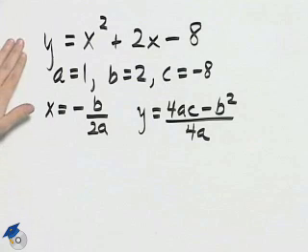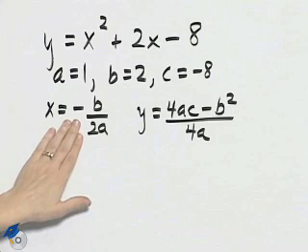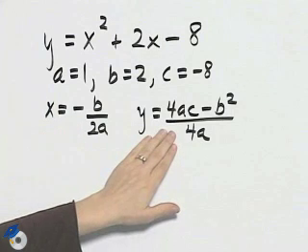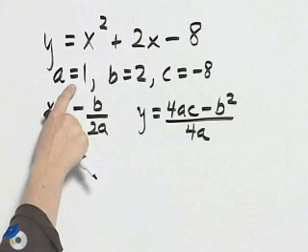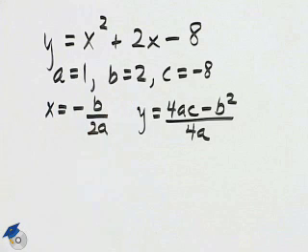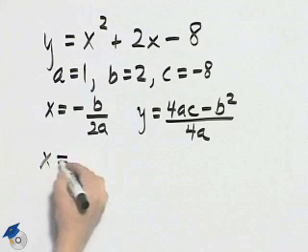To graph this parabola, we will first need to find the coordinates of the vertex of the parabola. We'll use this formula and this formula to find those coordinates. We need A, B, and C, so I found that A is 1, B is 2, and C is -8. I will substitute values into these formulas.